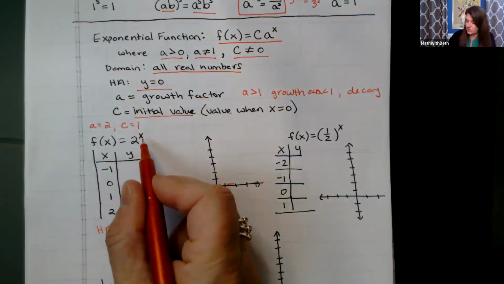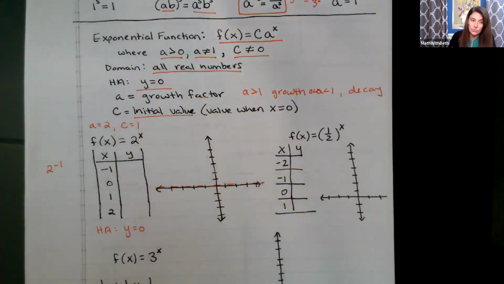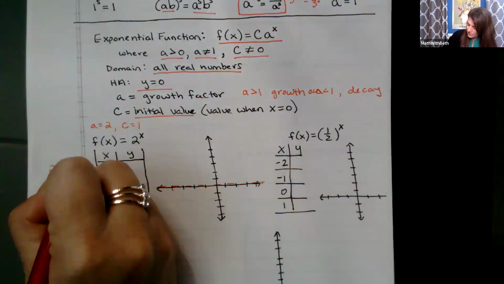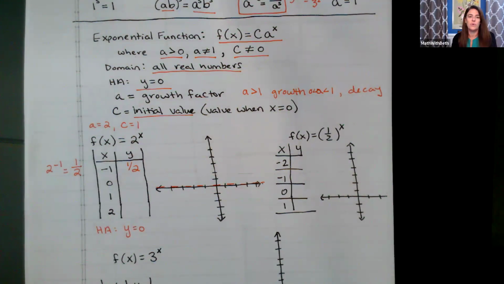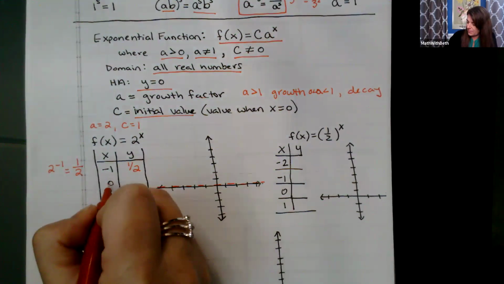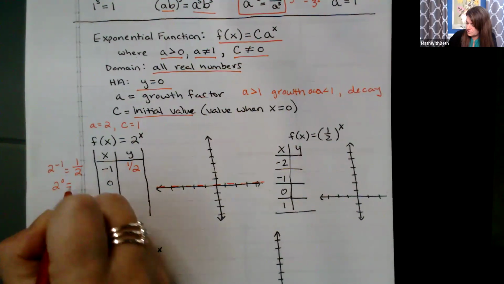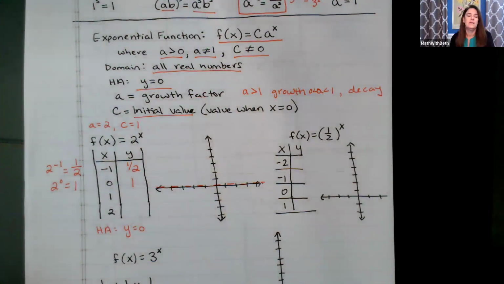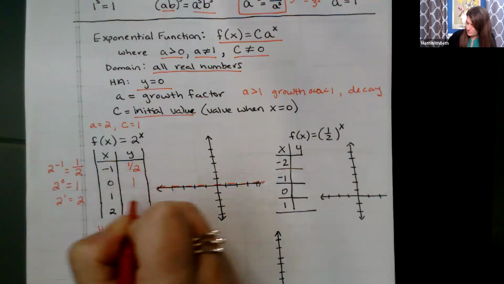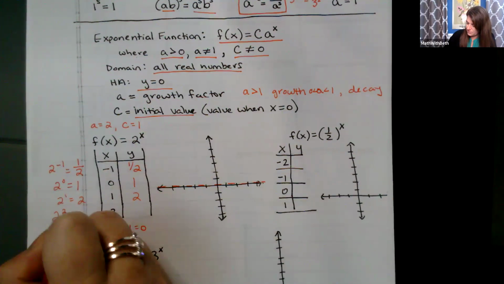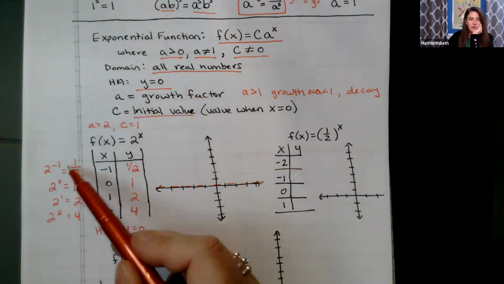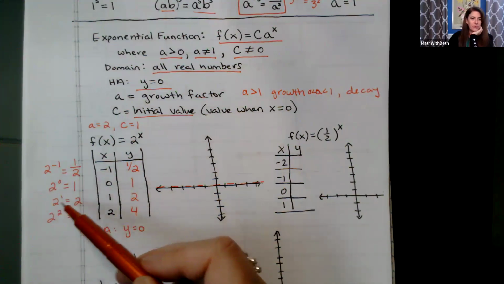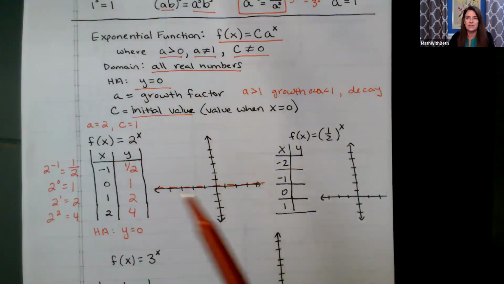If I plugged in -1 to x, that would give me 2 to the -1. But remember, that really means 1 over 2 to the first power. So it's just 1/2. If I plug in 0, 2 to the 0 power, as we saw up there, is going to be 1. 2 to the first power is just 2. 2 to the second power is 2 times 2, or 4. So you won't always have to show all this work, but it might be a good idea at first to get used to dealing with negatives and zeros with exponents.